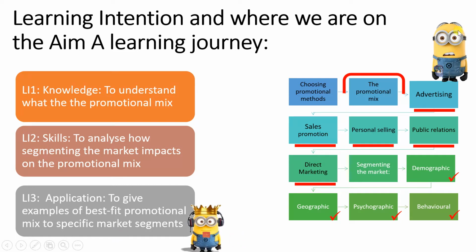Well, if that wasn't clear and you've got a face like Stuart, then just have a look at the little learning journey squares on the right hand side. We're looking at the promotional mix, the one with the half red line around it. We're going to take the methods, which are the 5 underlined boxes, and then we're going to choose a combination of those methods, by using a combination of the 4 market segmentation methods, which are the ones with ticks. This is called the promotional mix.